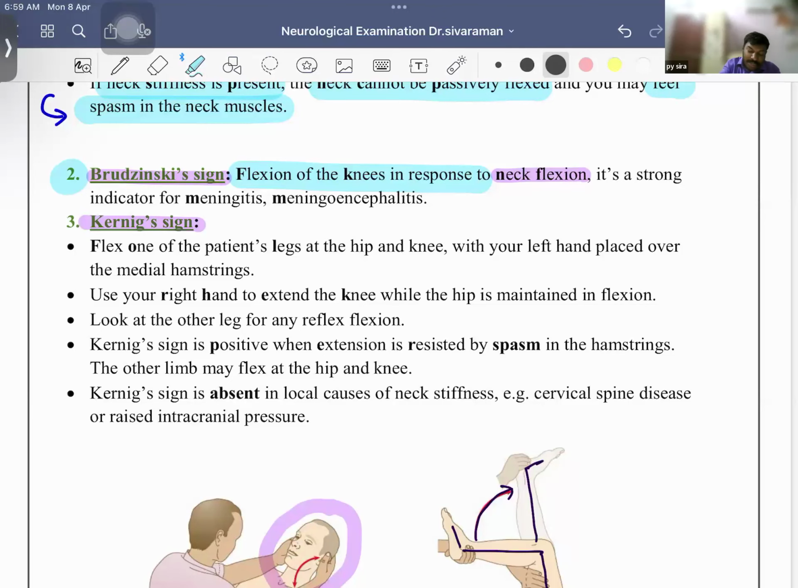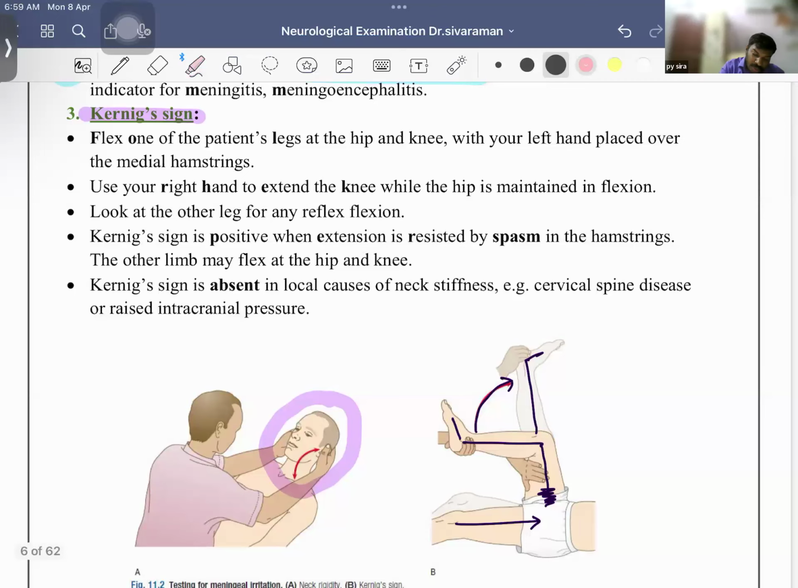Next one is Koenig sign. Koenig sign is one where you flex one of the patient's legs at the hip and knee joint with the left hand placed over the medial hamstrings.